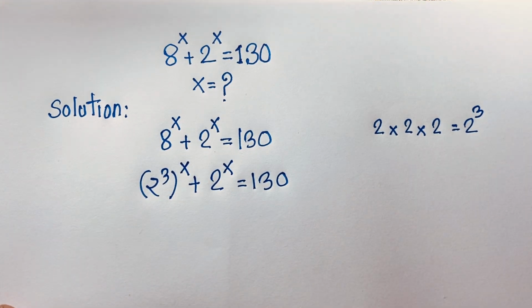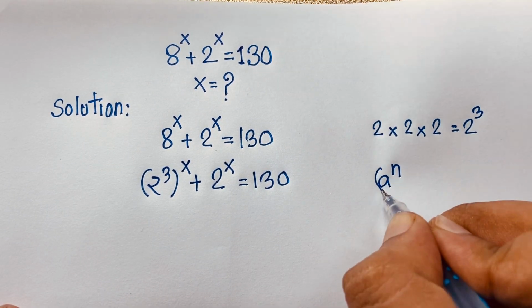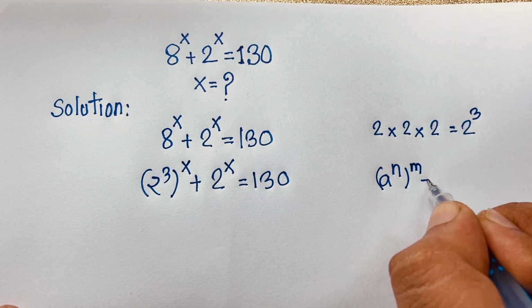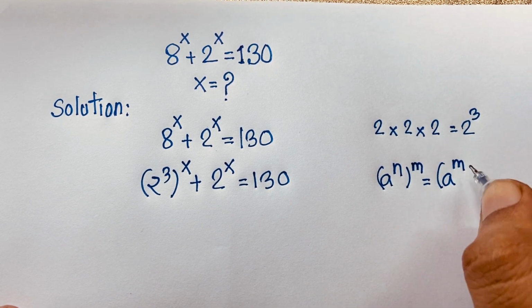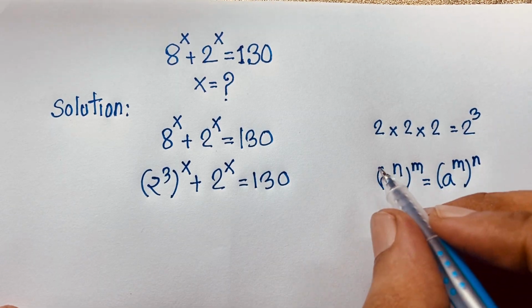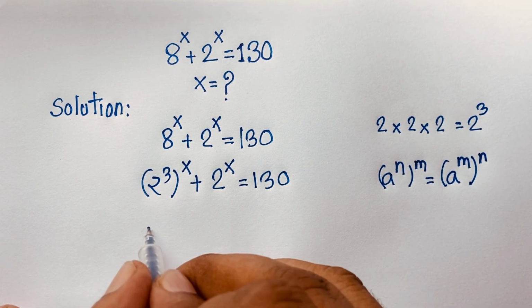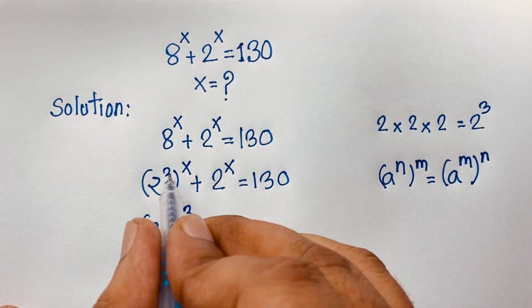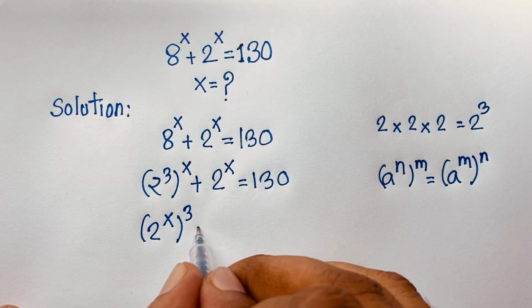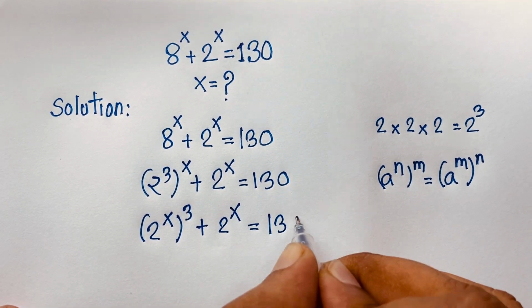Now, at this moment, according to the exponential law, we know that a to the power n and whole to the power m will be a to the power m and whole to the power n. I just use this 3 inside the bracket. So you can see this expression will be 2 to the power x, bracket, power is this 3. I just change the place of this exponent. And here, 2 to the power x is equal to 130.